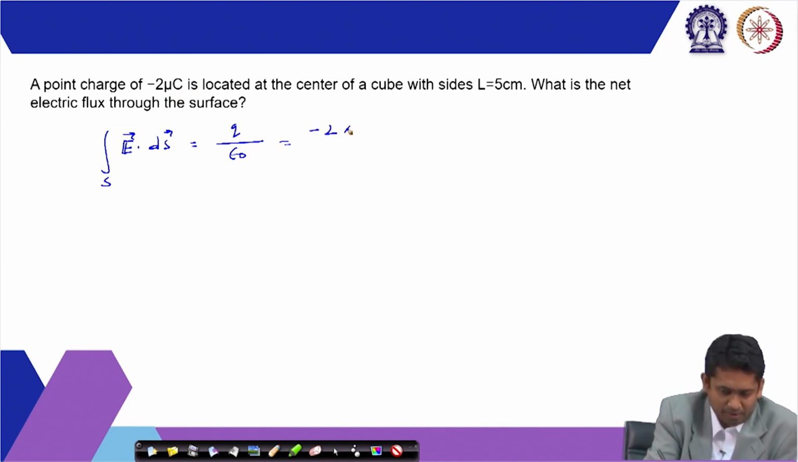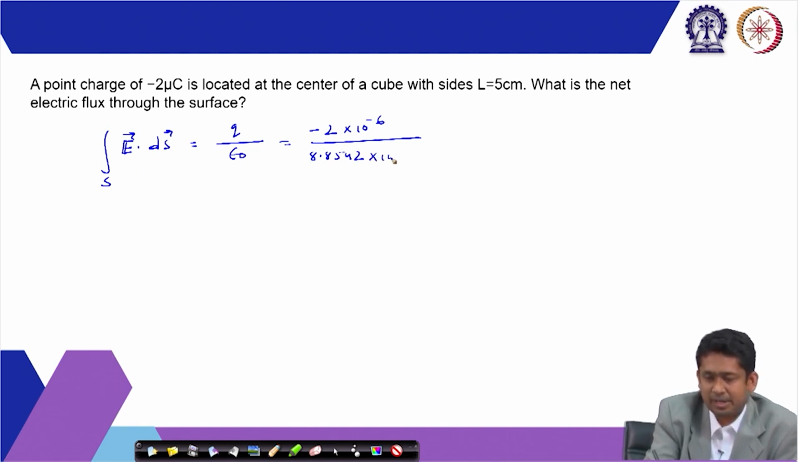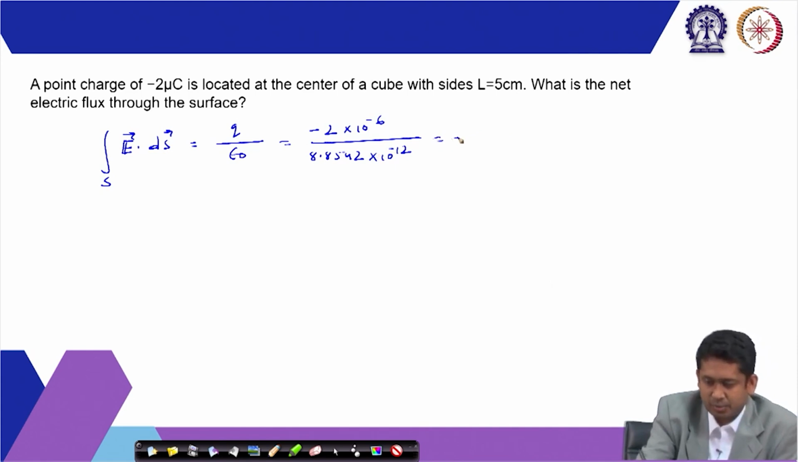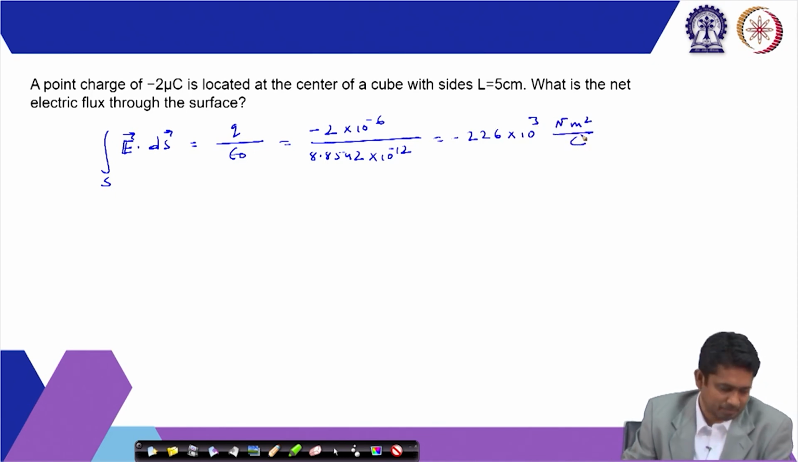So, Q is equal to minus 2 into 10 to the power minus 6, and epsilon 0 is 8.8542 multiplied by 10 to the power minus 12, and that gives me the flux, and it should come to be minus 226 multiplied by 10 to the power 3 Newton meter square per coulomb.